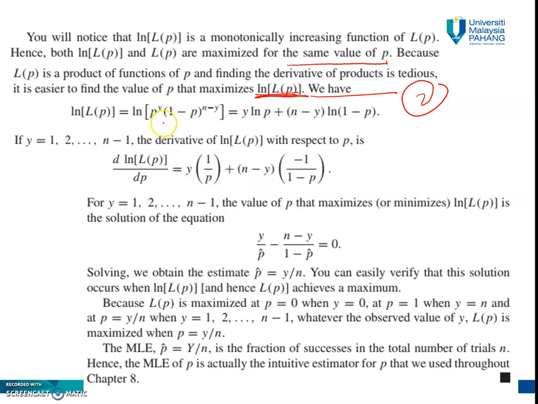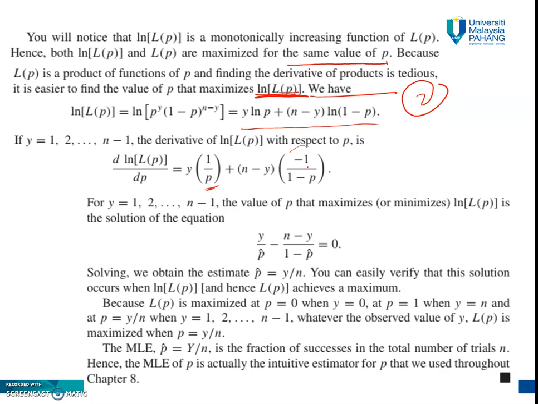Okay, so that means you differentiate this one. You differentiate this one, you get y times 1 over P. You differentiate ln P, you get 1 over P. Remember, the derivative of ln x is 1 over x, isn't it? So you have this one plus (n minus y). And then this one, when you differentiate ln(1 minus P), you get 1 over 1 minus P, but then you differentiate negative P, you get negative 1. So that's why you get this one.